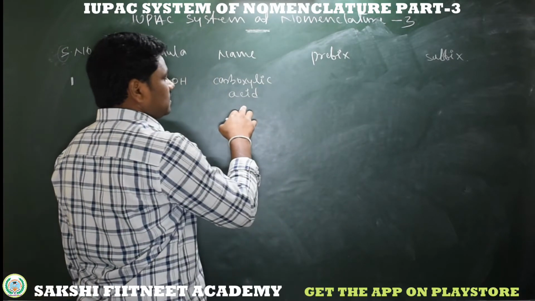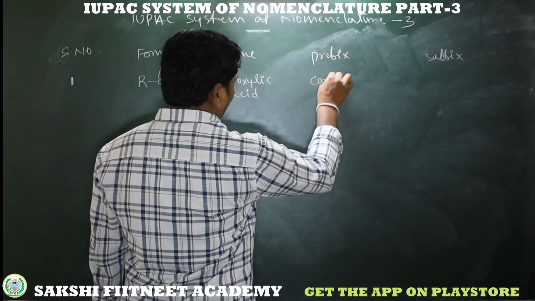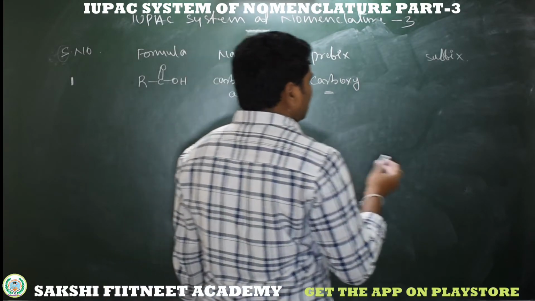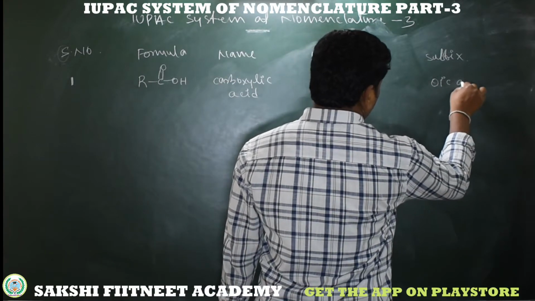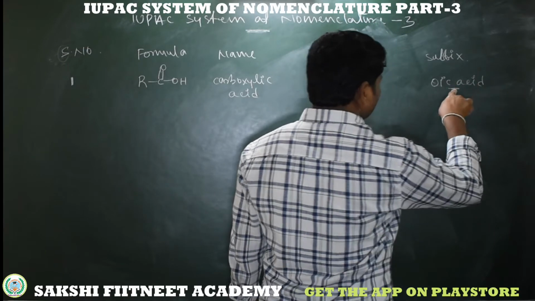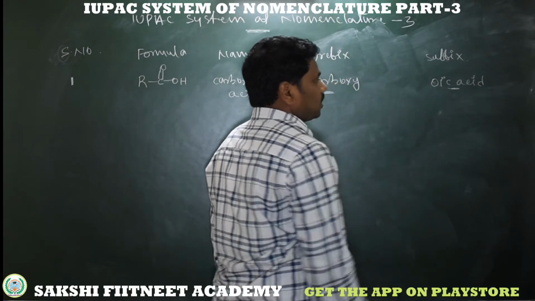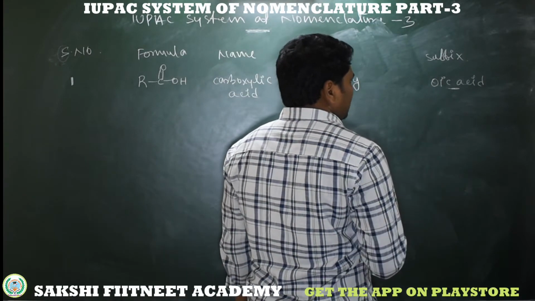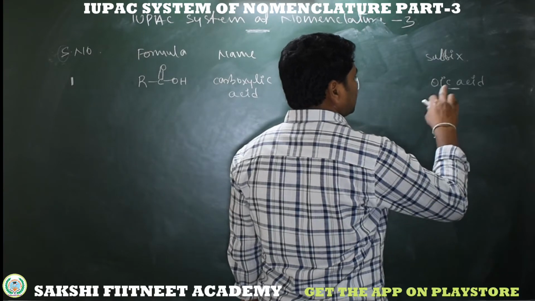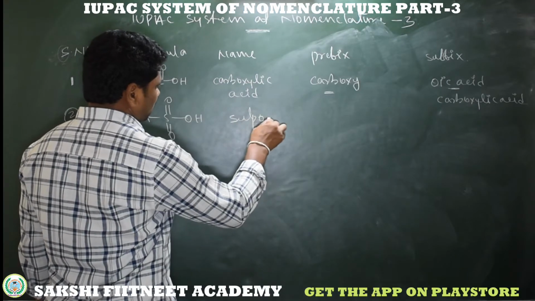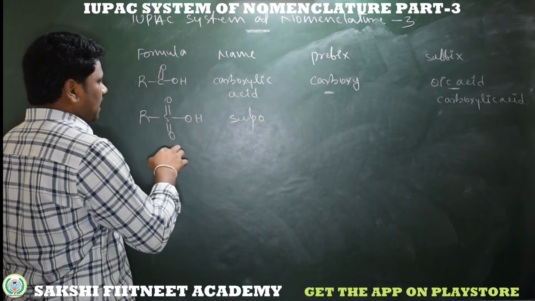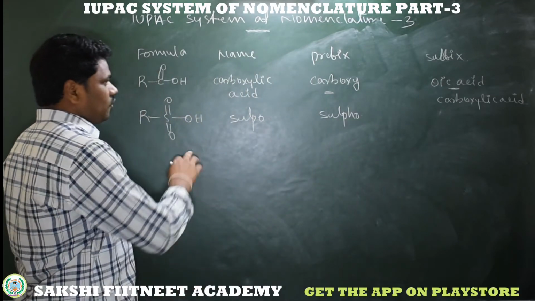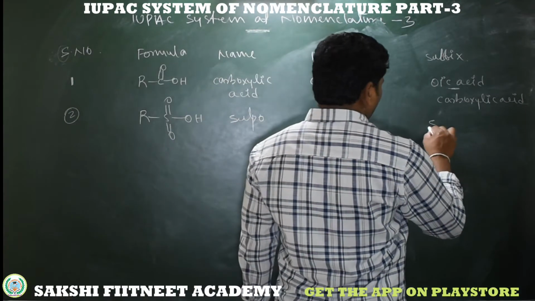If the carboxylic acid is a prefix, you just write carboxy. If the carboxylic acid is a suffix, you just write oic acid. If the carboxylic carbon is included in the parent chain, write oic acid. For the sulfonic acid group, when taking it as a prefix, simply write sulfo. If you are taking it as a suffix, it becomes sulfonic acid.